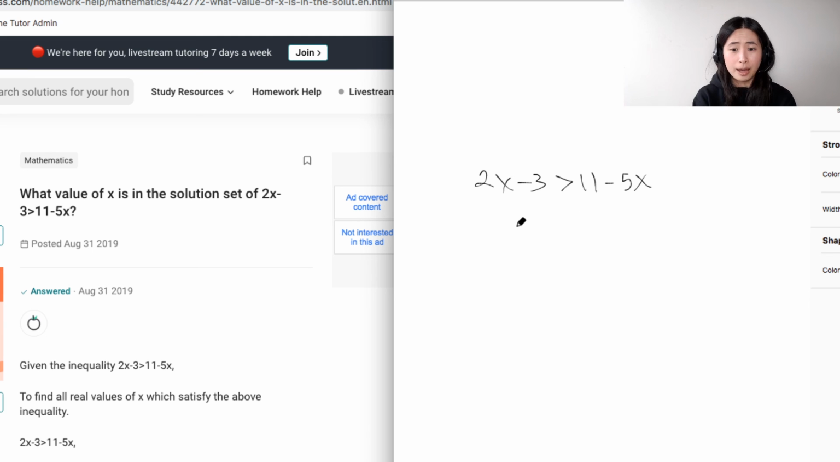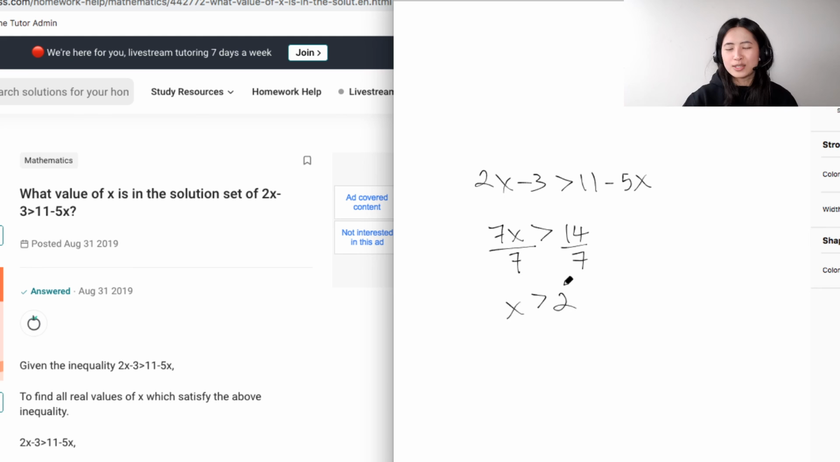So if that happens, we would get 7x. So this would become 2x plus 5x, this becomes 7x. And because we still have that greater than symbol, we're going to keep that. However, we have the negative 3, so that negative 3 moves to the opposite side of the equation, such that it becomes 14, and we divide both sides by 7. That's why you get x greater than 2.